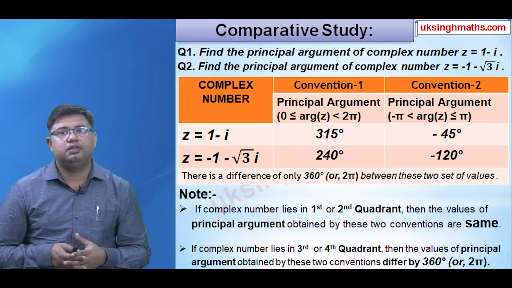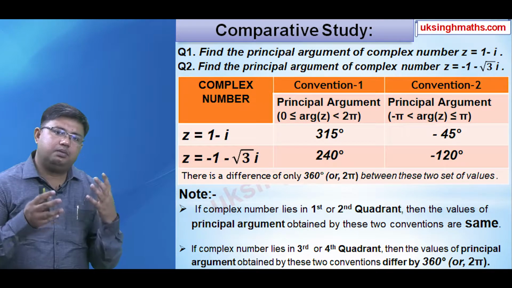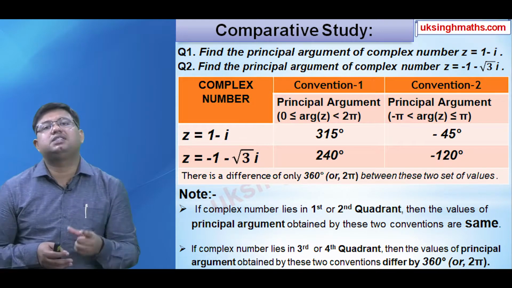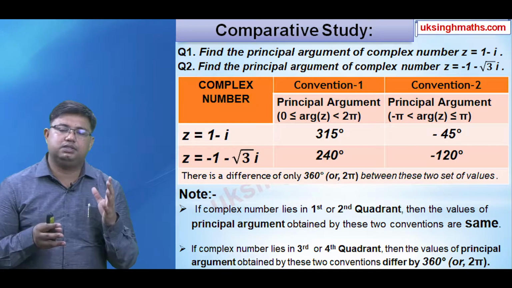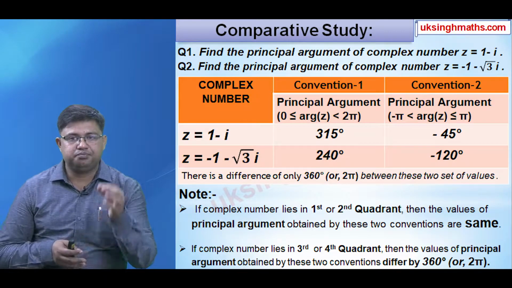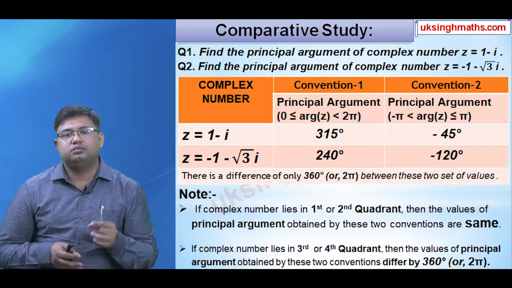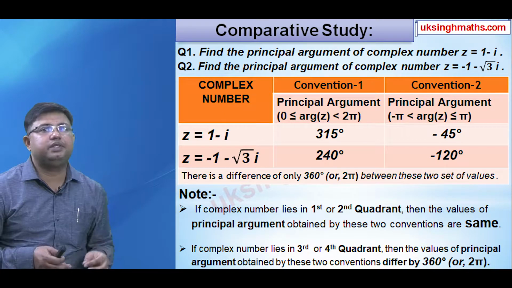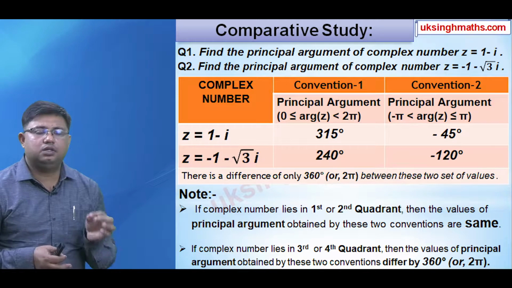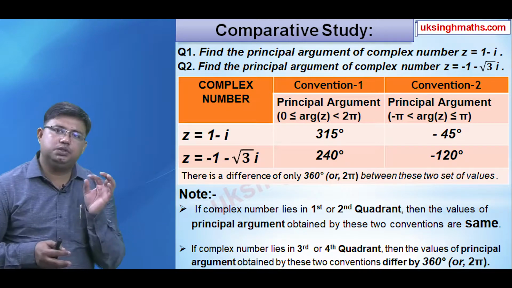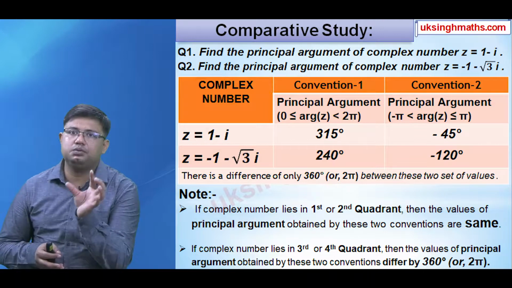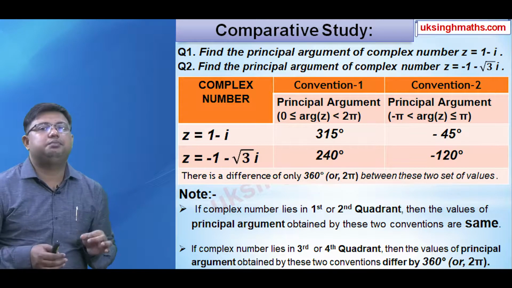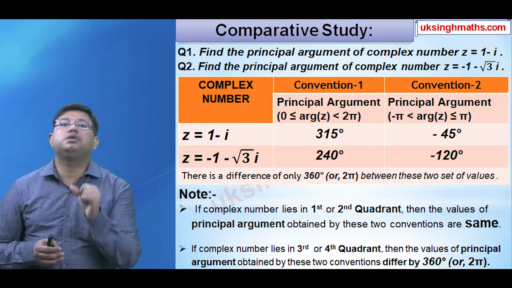Now let us have a comparative study of the principal argument obtained through these two conventions. We have taken the same two examples for both the conventions to find the value of principal argument. For the first example, the value of the principal argument through convention 1 is 315 degree and through convention 2 is minus 45 degree. Do you visualize any relationship between these two values of arguments? Yes, these two values of principal argument differ by only 2 pi.